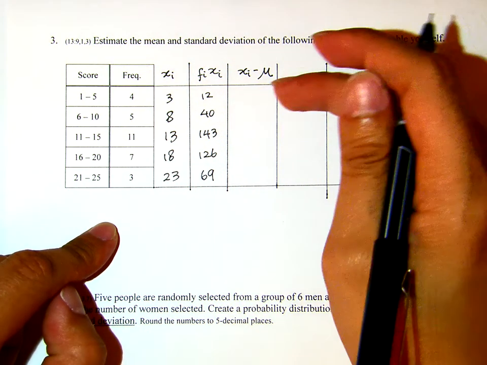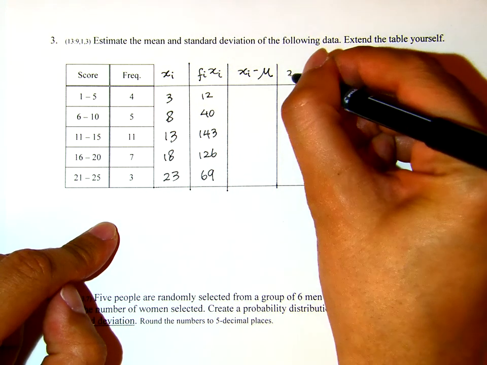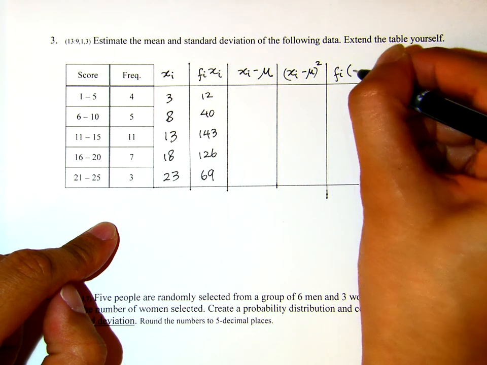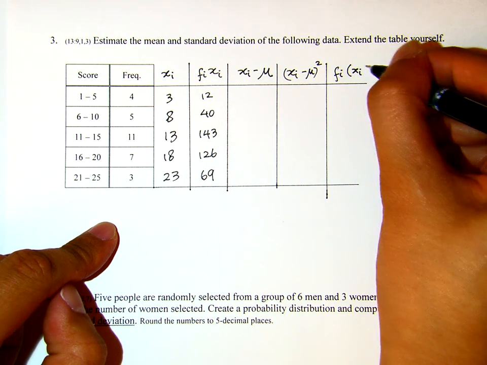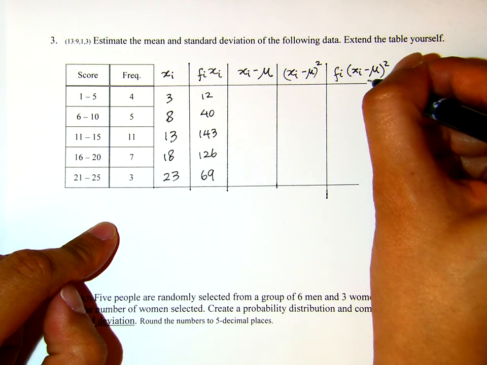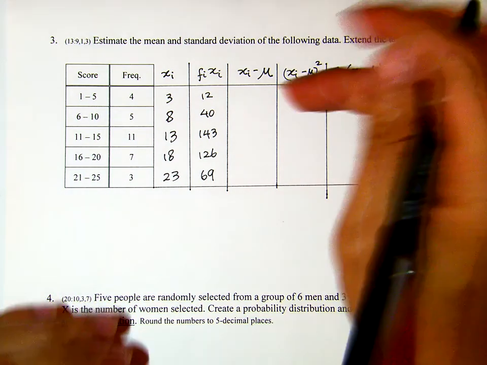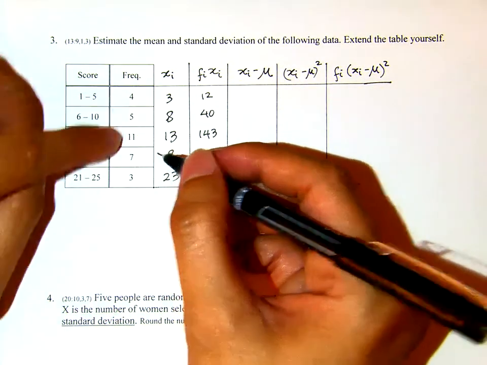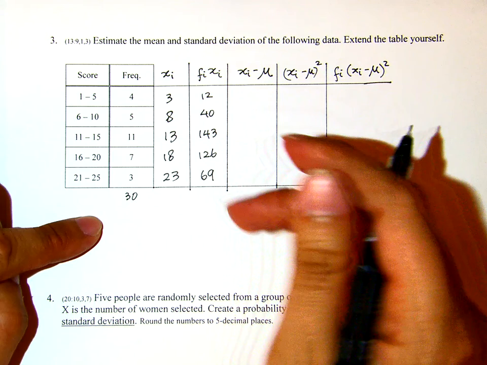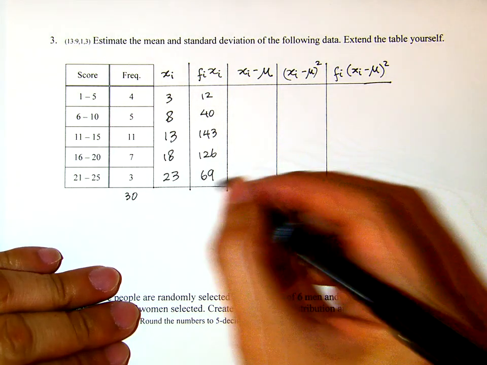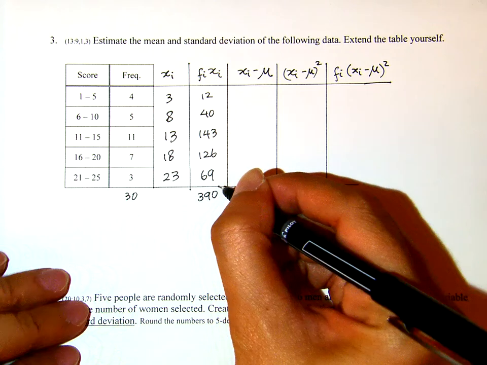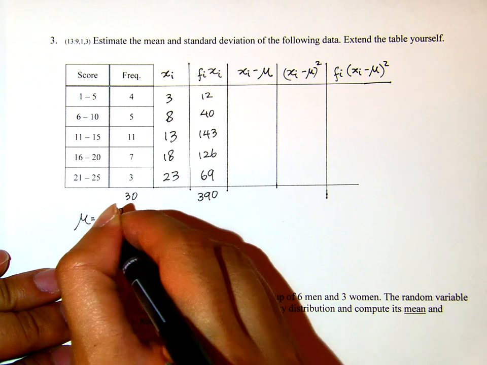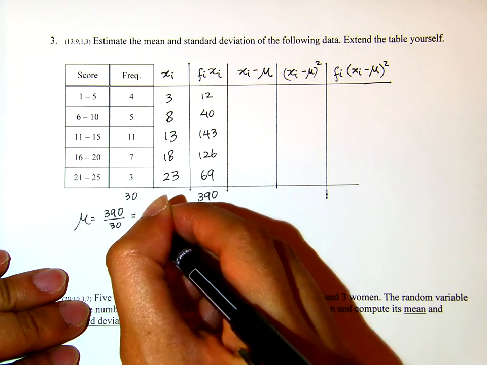Oh, hold on. Let me complete this first. This is xi minus mu being squared, and this will be fi, the frequency, times the square of the error. Now, for us to find the mu, we need to compute the mean first, right? Which means I need to add this. What is this? This is 30. If you add this using a calculator, I think you will get 390. This way, the mu will be 390 over 30, which is 13.